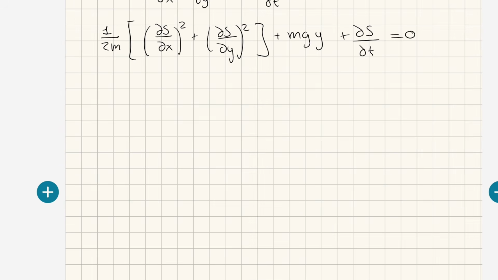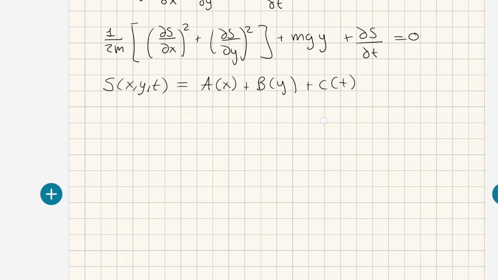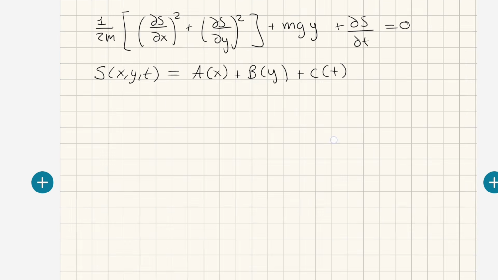Perfect. So the method that we are going to use consists in taking a function that is going to be of the variables x, y, t, and expressing it as the sum of 3 functions of one variable. For example, a of x, b of y, and c of t. Look that these functions are of just one variable. This a only depends on x, and this b only depends on y.